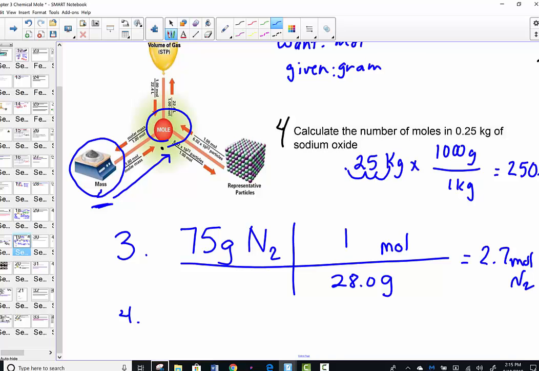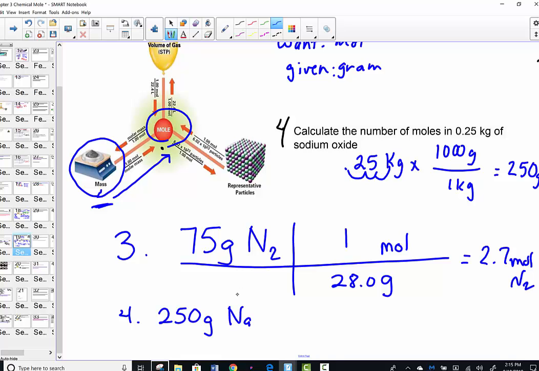So 250 grams when you multiply that out. Is that right? What's 0.25 times 1,000? Perfect. So that's my starting, 250 grams of sodium oxide.